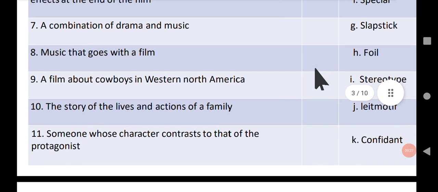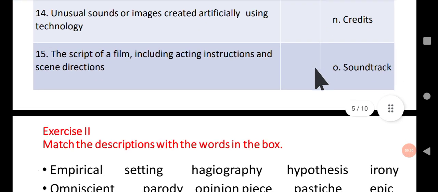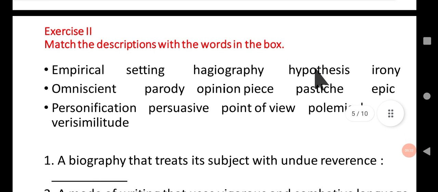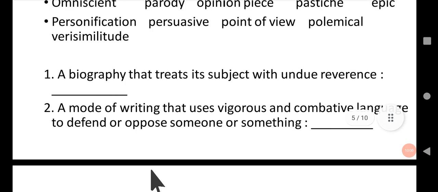Okay, got it. Next one, move to exercise 2. Here in this exercise 2, this is literary vocabulary. Literary vocabulary is the one which we use in literature, like when we write books and all. These are the terms which are confined to books, whereas film vocabulary we use with films. So here, match the descriptions with the words in the box. These are the words which you have, so you have to use them in the sentences given below.